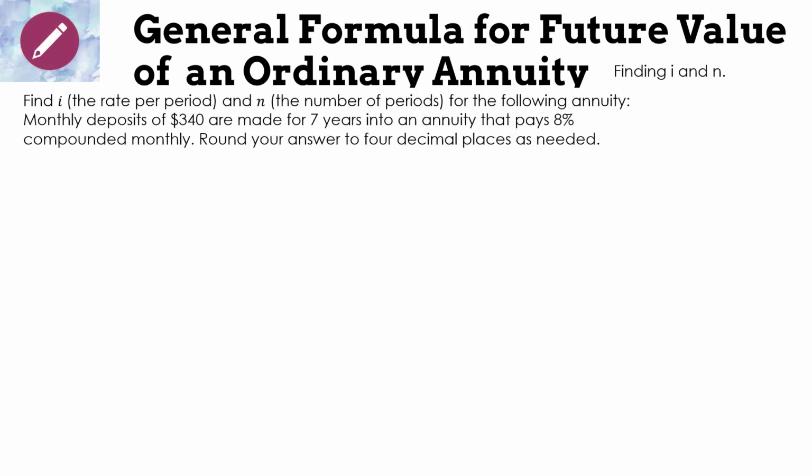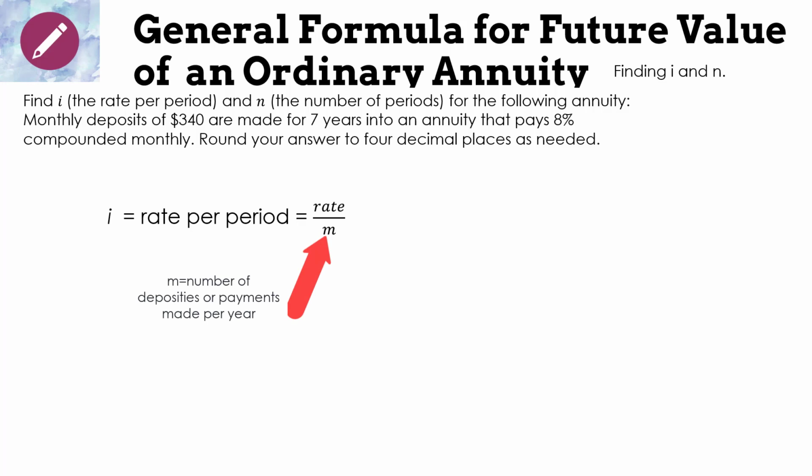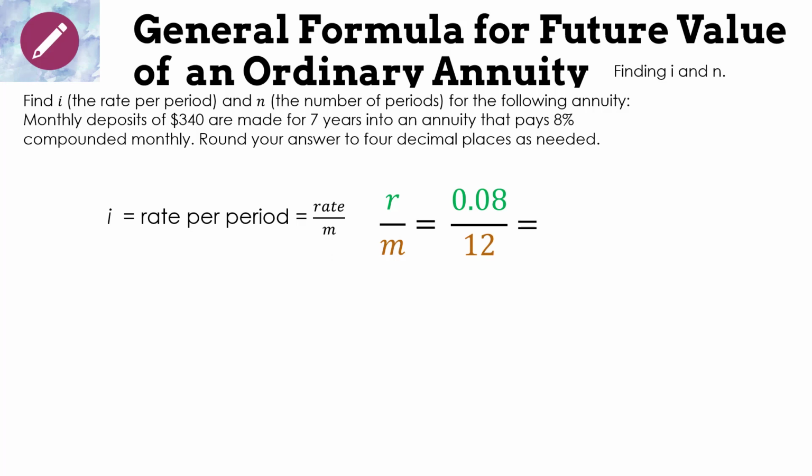Find i, the rate per period, and n, the number of periods for the following annuity. Monthly deposits of $340 are made for 7 years into an annuity that pays 8% compounded monthly. Round your answer to 4 decimal places as needed. For these first couple, we have to find i and n. Remember, the i, rate per period, is the rate over the number of deposits. So r for this one is 0.08. We always have to change the percent to a decimal.